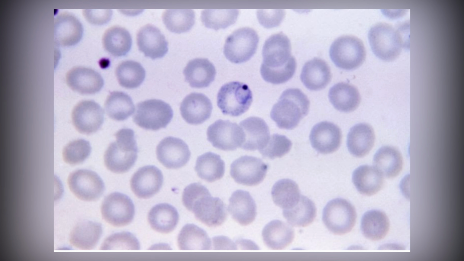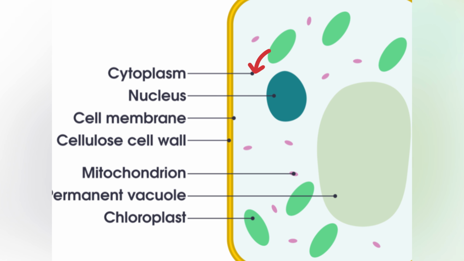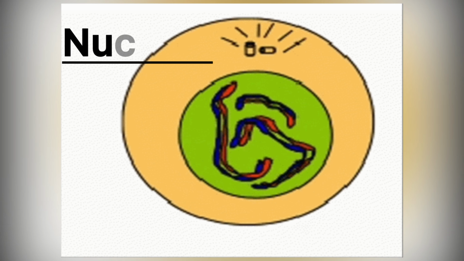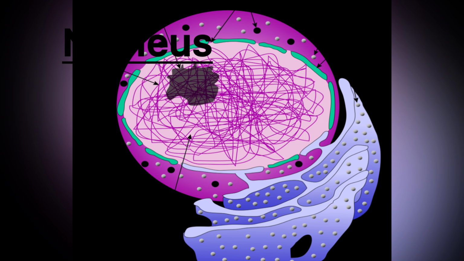Third one, cytoplasm. It is a jelly-like substance that holds organelles in place. Fourth one, nucleus. The nucleus is the controlling center of the cell. It contains DNA, and regulates growth, reproduction and activities.